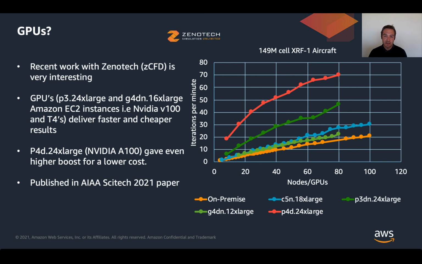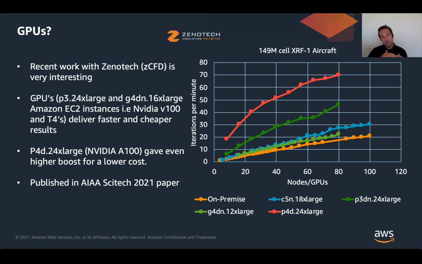It's something we did with Zenotech, a company down in Bristol, where they're doing a simulation of 150 million cells for an aircraft simulation. And the graph shows the performance of an on-premise CPU, which is in yellow. Then we have our C5n Intel instances, Amazon EC2 instances, which is the light blue. And you can see it's faster than the on-prem. That's nice to see. But the real big thing is the GPUs.